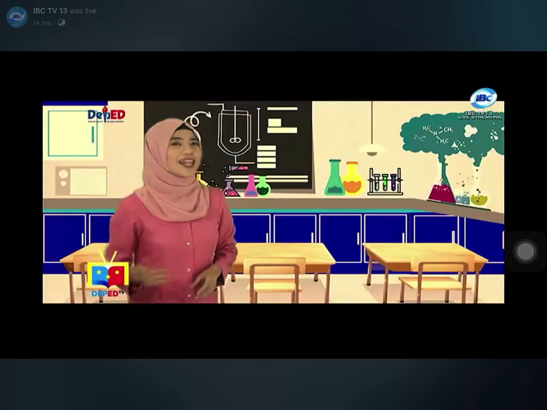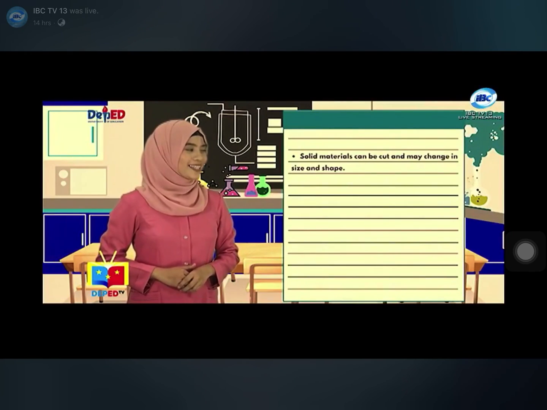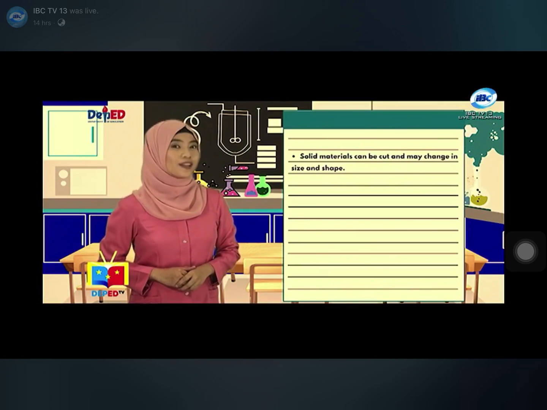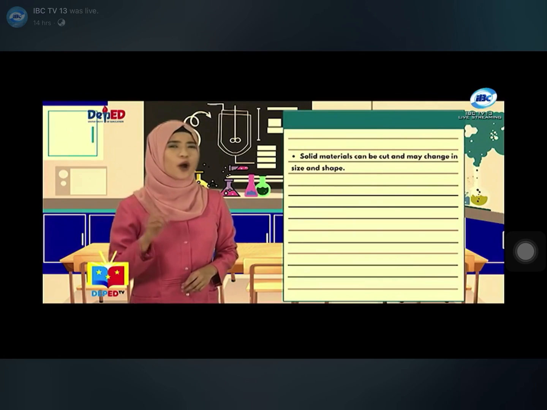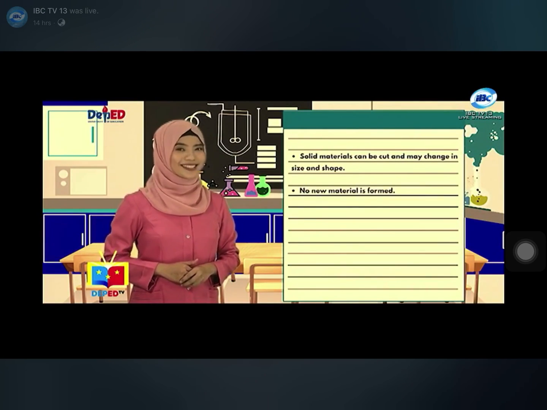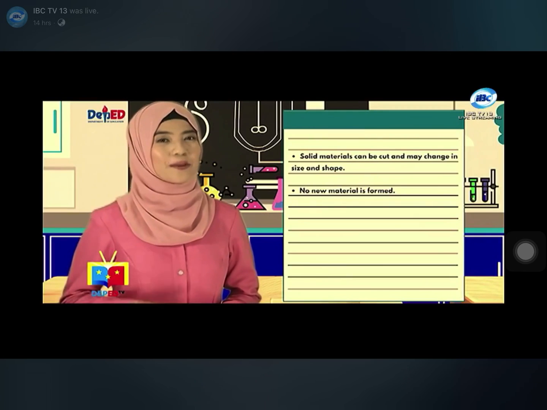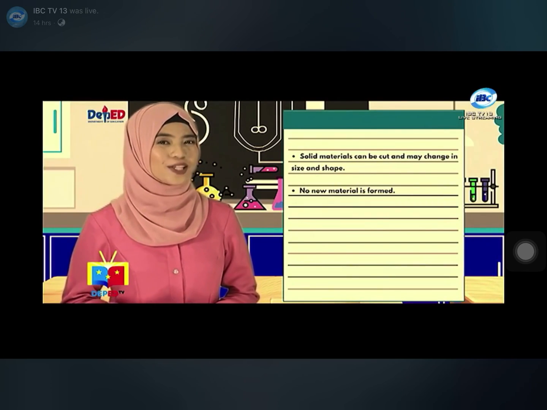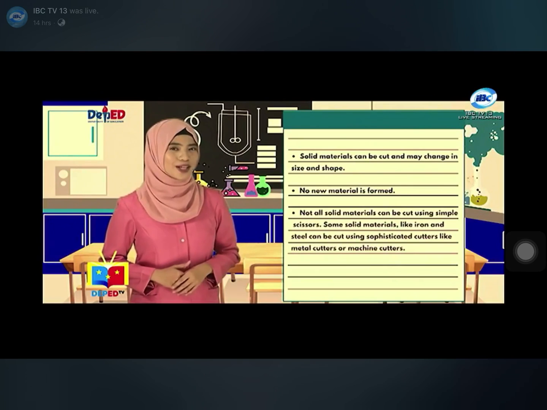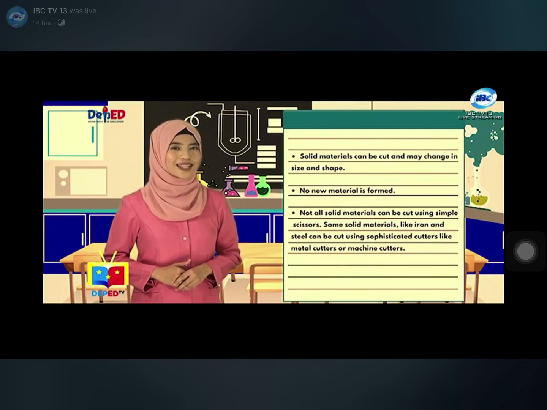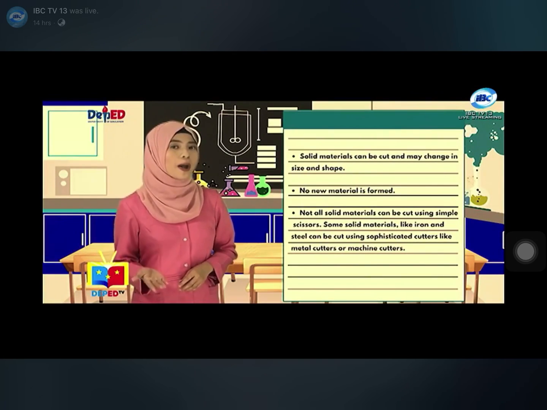You have learned that solid materials can be cut. When cut, these materials may change their size and shape, but no new material is formed. Hence, only the physical appearance of the solid material is changed when cut. You have also learned that not all solid materials can be cut using simple scissors. Some solid materials like iron and steel can be cut using sophisticated cutters like metal cutters or machine cutters.